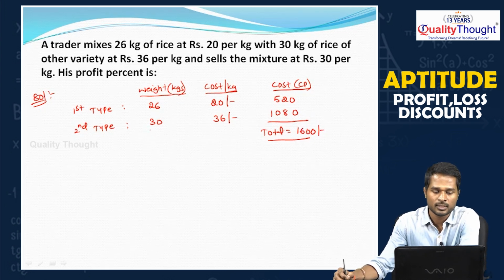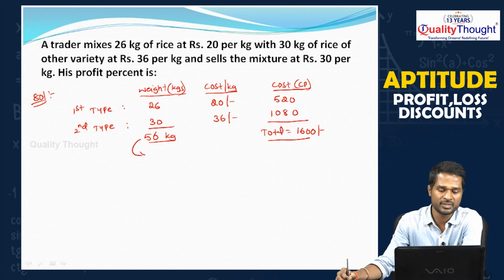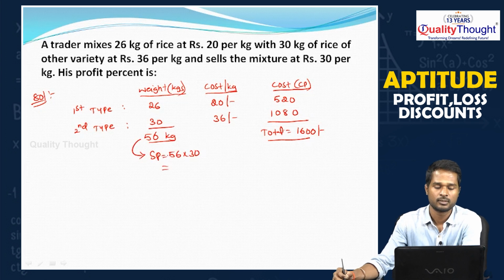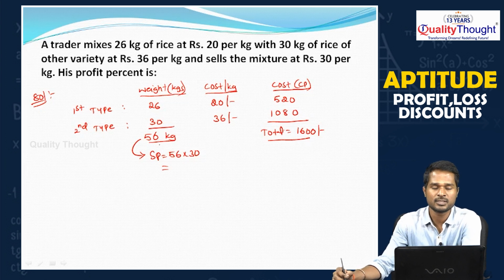Now, the trader mixed both of them and it has become 56 kgs. 26 kgs first, next 30 kgs, it has become 56 kgs. This 56 kgs were sold at 30 rupees per kg. See, the trader mixed both types of rice, that means 26 plus 30 will become 56 kgs, and these 56 kgs were sold at 30 rupees per kg.